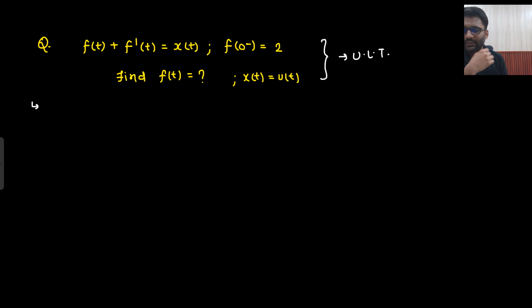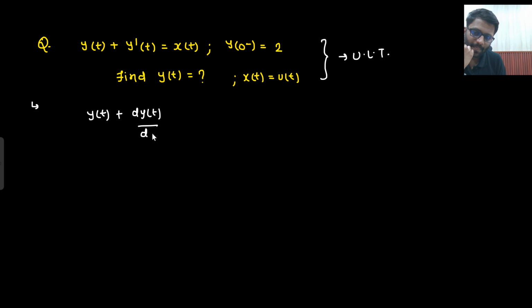Yeah, welcome back. So let's start this question. Instead of f, let's write down y here, because it will be easy for you then. Okay, you will be able to relate the things in a better manner. So let's write down y. So the relation is given somewhat like this. Okay. So let's solve this question. So this is the equation given: y(t) plus dy(t)/dt is equal to x(t).